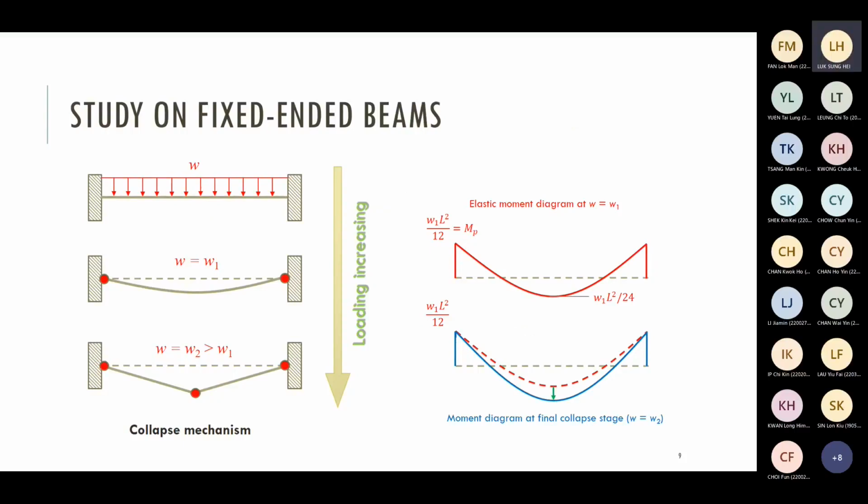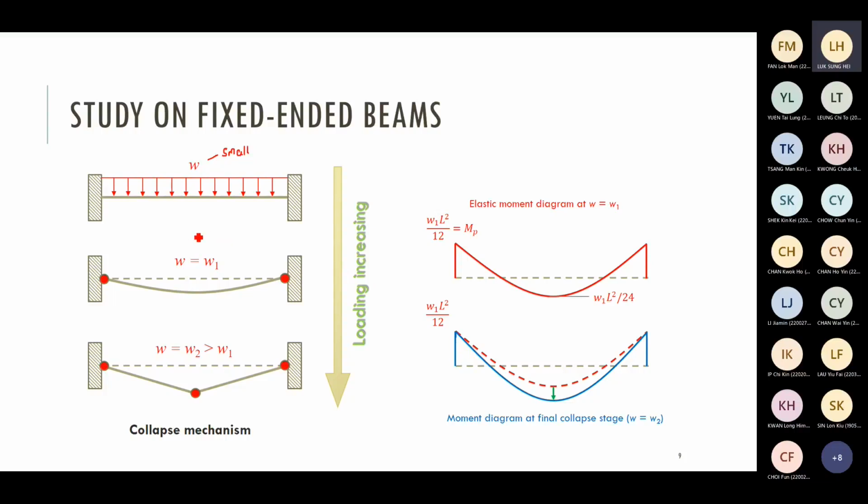Talk about the behavior first. Instead of talking about the calculation here, I'll show you again the behavior. It will also affect our design procedure a little bit. For a fixed end beam under uniformly distributed load, at the beginning, when the load is small, everything remains elastic. There's no plastic hinge when the load is small.